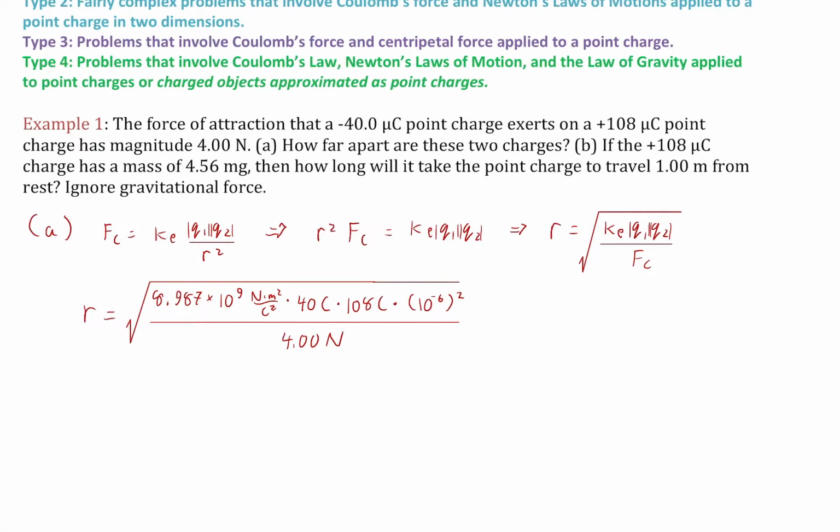And notice we got the 10 to the negative 6 because of the mu, all right? And then we had 2 of them, which is why it's squared. Here are the 2 values of the charges themselves, the absolute values. There's that 4 newtons, the force between them. And there it is. There is the distance, 3.12 meters.